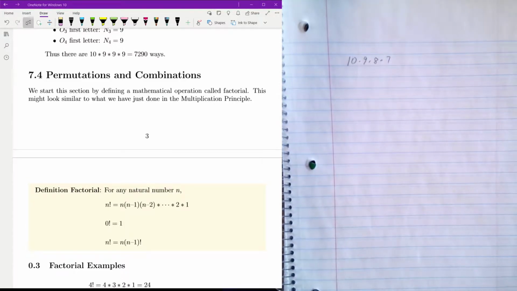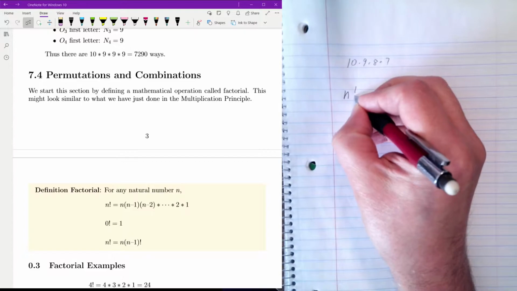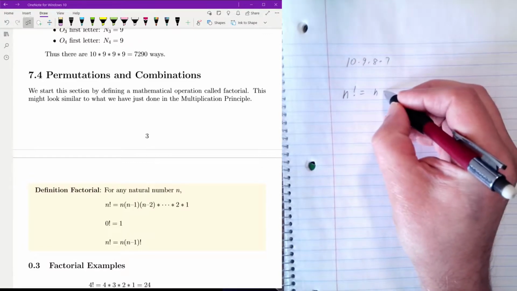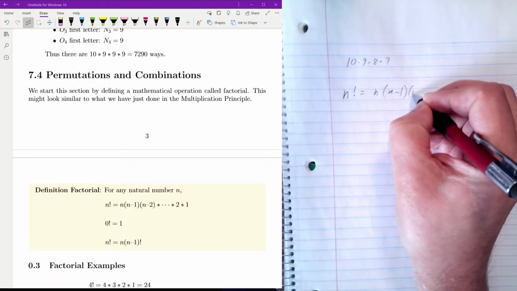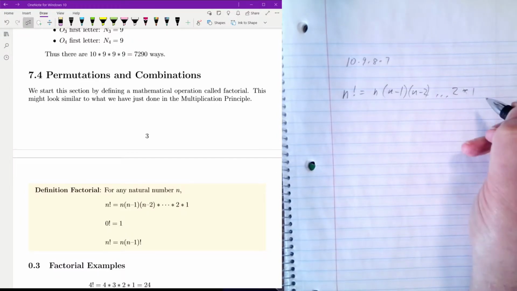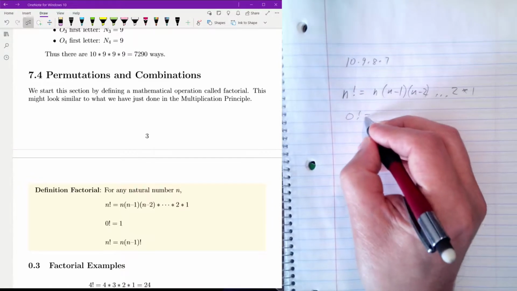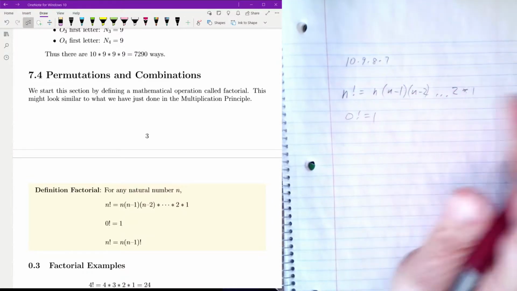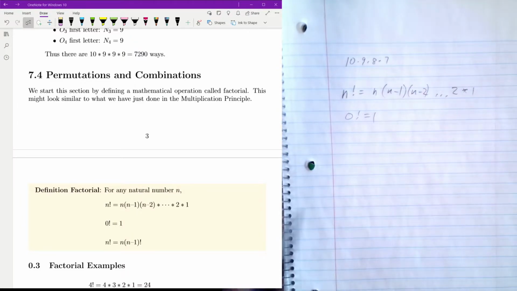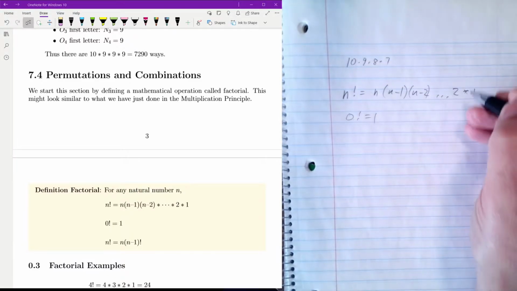Natural number means it is a whole number, a counting number, like 1, 2, 3, 4, 5. So it has to be one or something like that. So we define n factorial as equal to n times n minus 1 times n minus 2, all the way until you get to 2 times 1. And then we define also 0 factorial is equal to 1. There's a reason that we do this, and we're going to need something like this when we're doing division. You don't want a 0 in the divisor, but it works out that way.